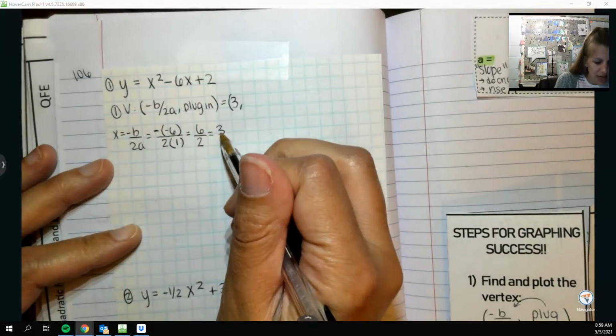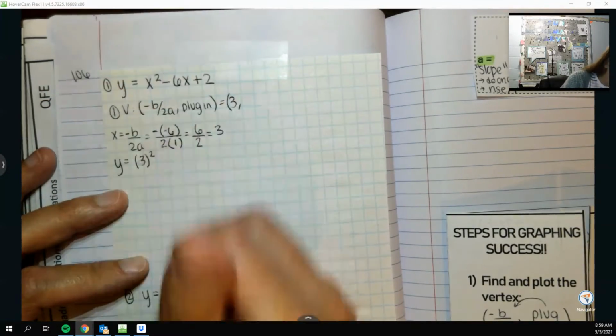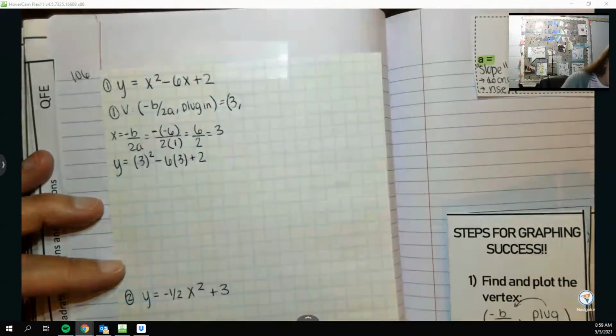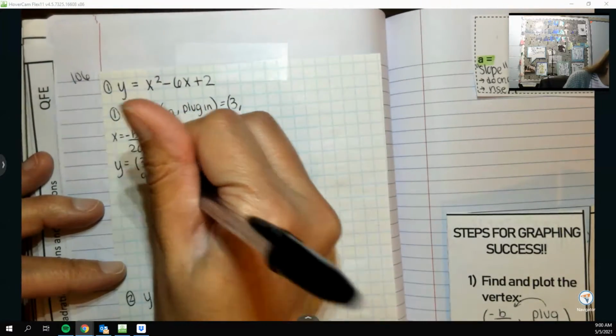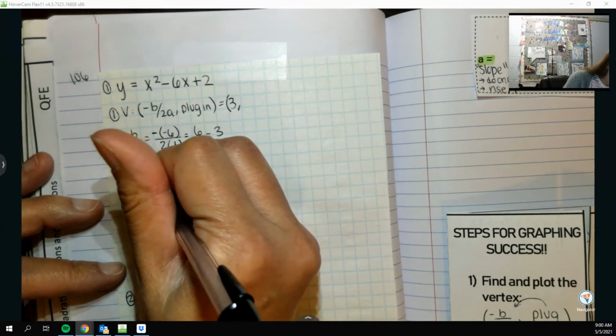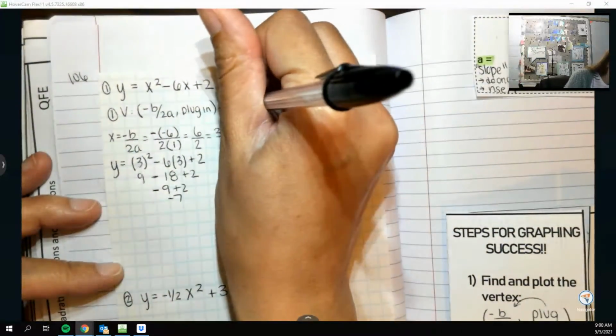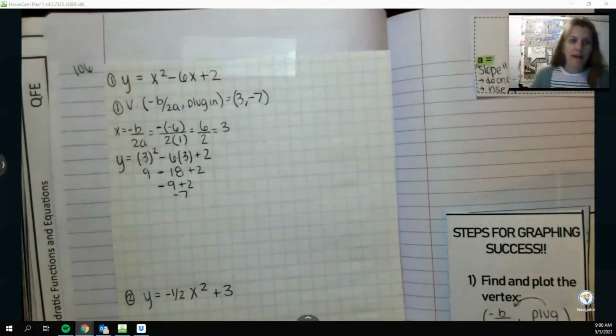Then I have to take this 3 and put it in place of x to get what my y value will be. So in place of this x right here, we'll have 3 squared. Then I'll have minus 6 times 3 plus 2. So 3 squared is 9. 6 times 3 is 18 plus 2. And then when I simplify all this, because now it's just addition and subtraction, we'll have negative 9 plus 2 for negative 7. So that's the y value of my vertex.